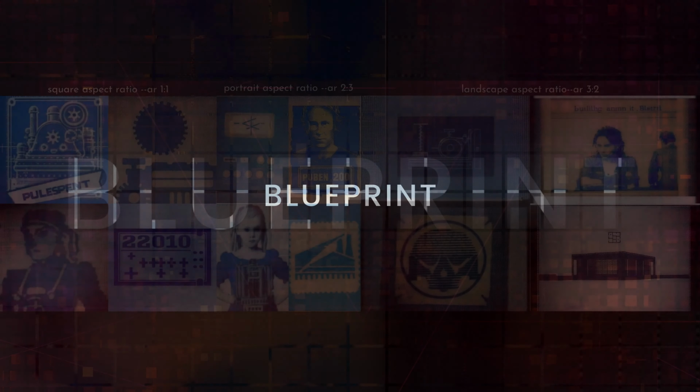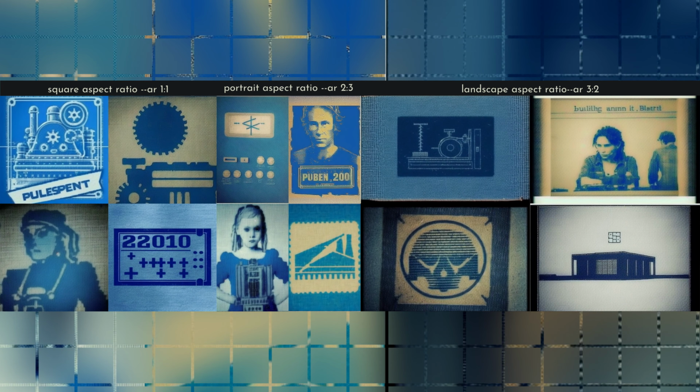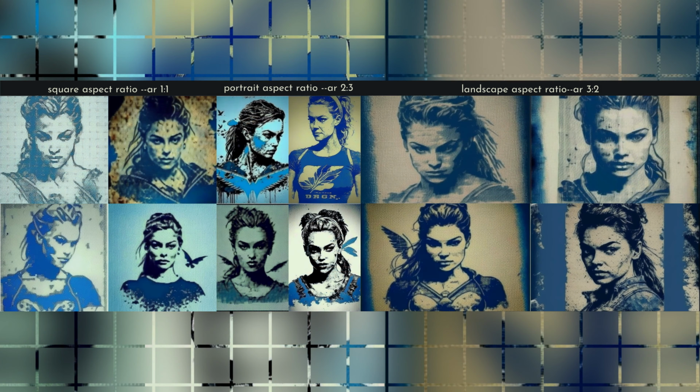Blueprint. These are blue. They're printed. They look nothing like blueprints. And this is not what I had in mind when I prompted this. Seems to generate some blue-printed ladies. Some of the images are quite nice. I especially like these two. There's that ink splotted and dripping style again. So the favorite is portrait aspect ratio.